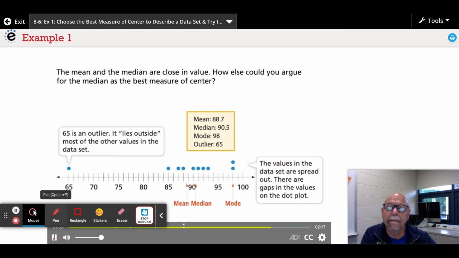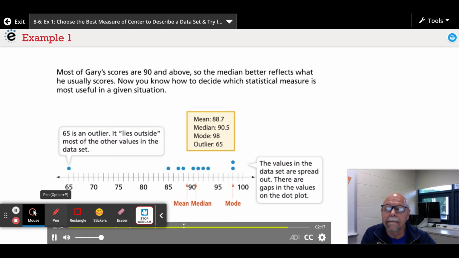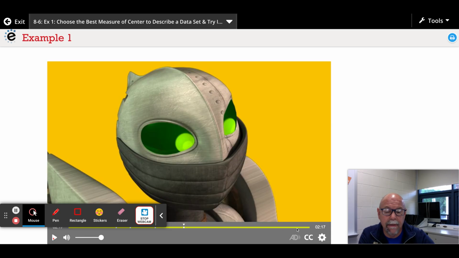The mean and the median are close in value. How else could you argue for the median as the best measure of center? Most of Gary's scores are 90 and above, so the median better reflects what he usually scores. Now you know how to decide which statistical measure is most useful in a given situation. So that kind of review of each of those was pretty powerful.